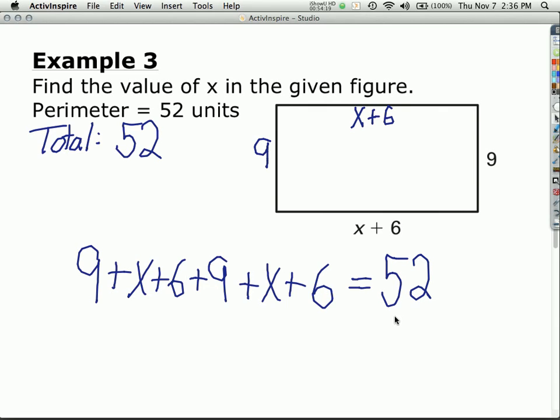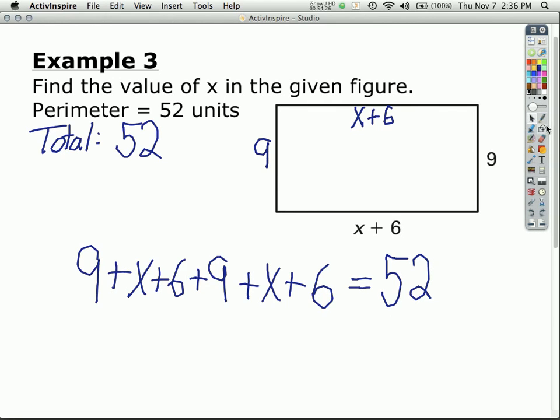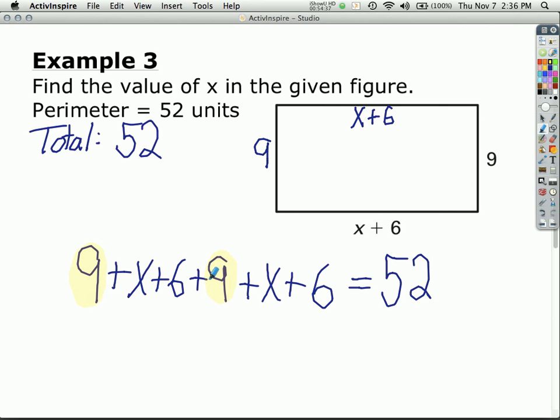But this looks like a mess. So what should I do at this point? Chris? Simplify and solve. Simplify then solve. You said the phrase of the day. So give me the first thing to simplify. 9 plus 9 plus 9 equals 18. 9 plus 9 equals 18.